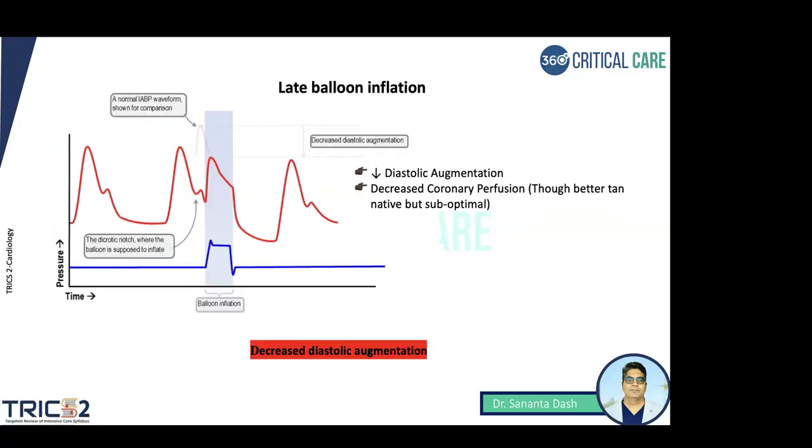Okay. Late balloon inflation, as you can see, it should have inflated at the dicrotic notch, but it's beyond that. So there is decreased diastolic augmentation. It doesn't go up there. It stays below that. So decreased diastolic augmentation, and there will be decreased coronary perfusion.